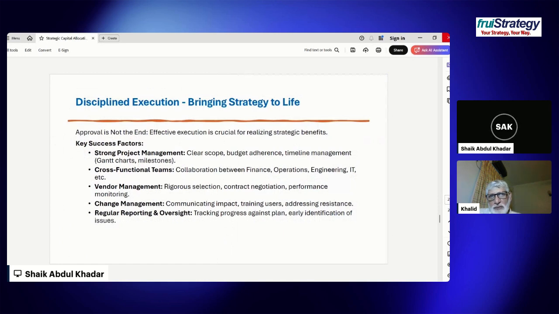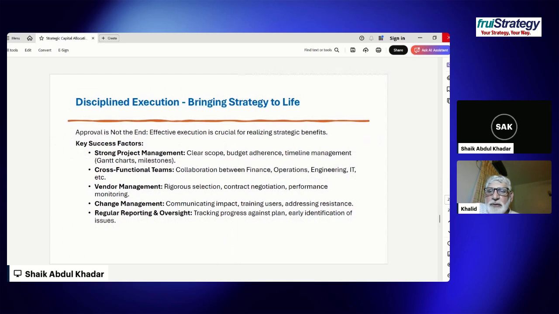So overall, the capital allocation requires a disciplined execution so that it brings strategy to life to have a successful execution. So an approval of the capex is not the end. Effective execution is crucial for realizing strategic benefits. So the key success factors would include strong project management, defining clear scope, budget adherence, time management, and this can have Gantt charts and milestones.